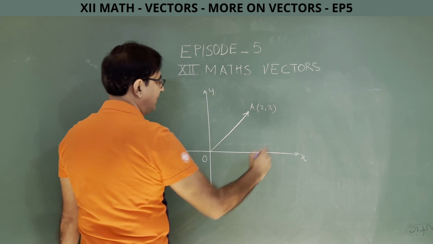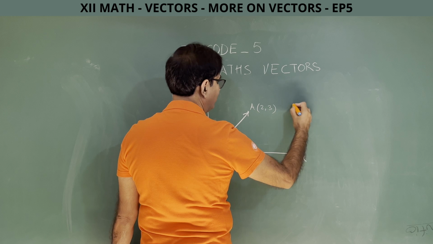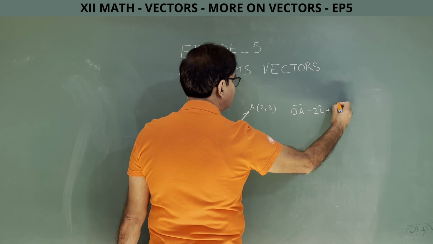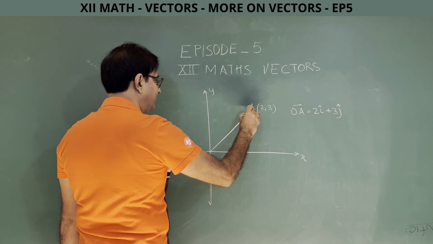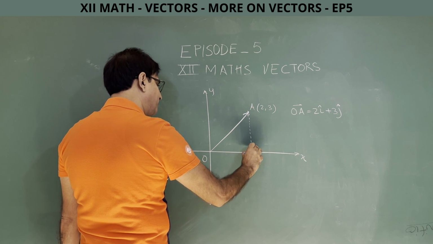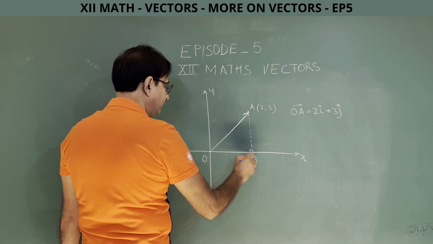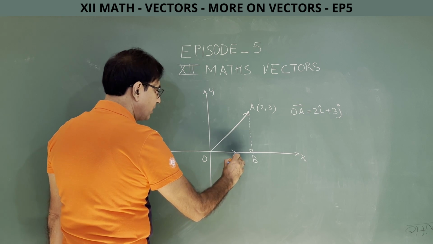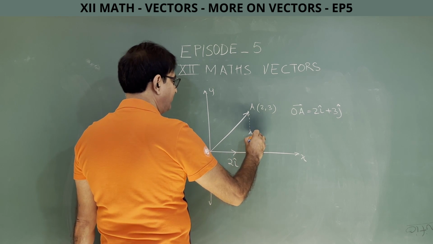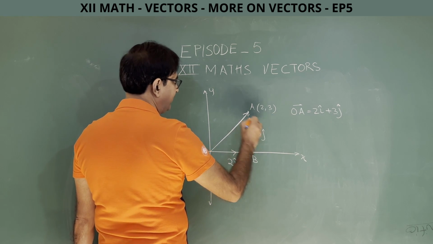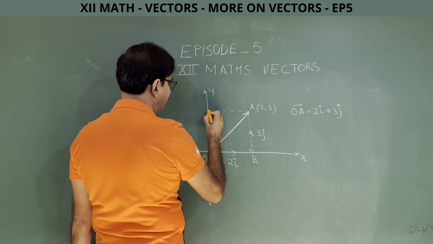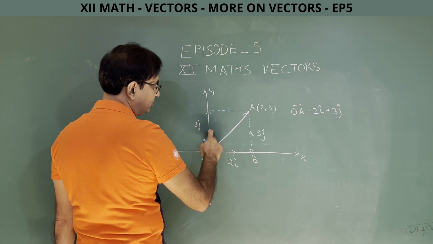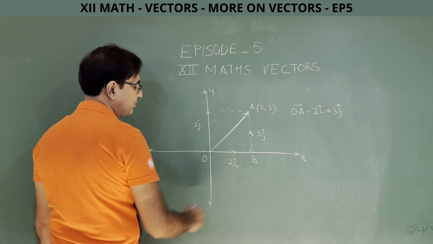OA. And what is vector OA? You know what is vector OA? 2i plus 3j. How did I derive it? I drop a perpendicular here, call it B. So this is called vector OB, and what will be vector OB? 2i cap. This is vector BA, what will it be? 3j cap. If I drop a perpendicular here, this vector also will be 3j cap. Both the vectors are of same magnitude, it's a rectangle, same direction.